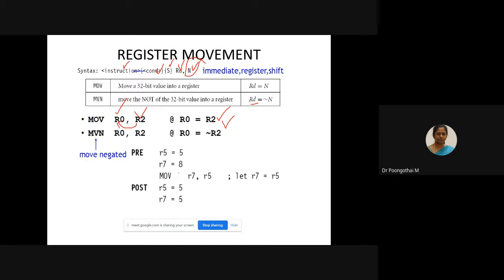Okay. So look at this example. This example is given in your textbook. R5 holds 5 and R7 holds 7. And the instruction given here is move R5, R7, R5. After execution, R5 retains the same value, and R7 holds the 5. Okay.